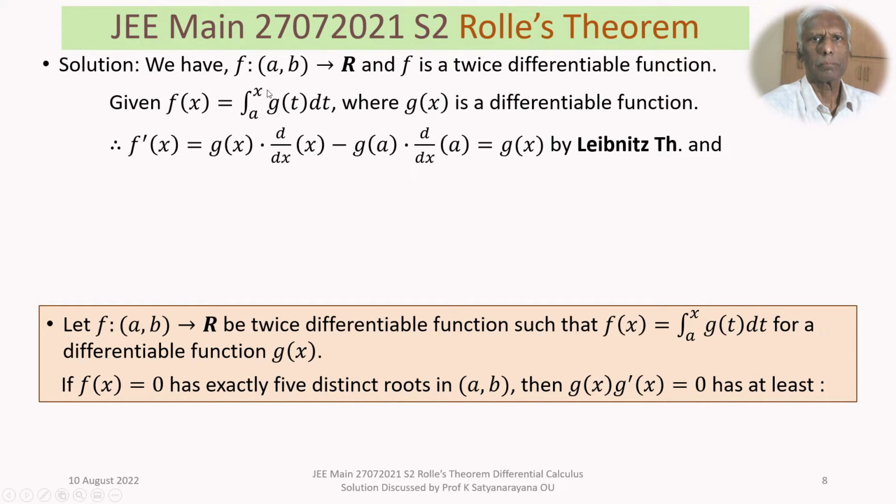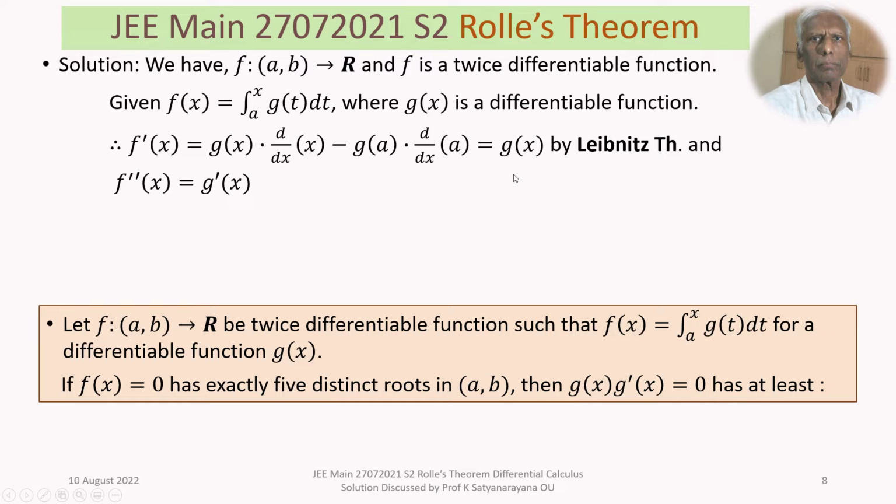So psi of x is x, phi of x is given to be a constant a. So by Leibniz theorem, g of x multiplied by the derivative of x, minus g of a, the lower limit, multiplied by its derivative, the derivative of the constant is 0, and that is equal to g of x. So using Leibniz theorem, we get f prime x is equal to g of x. You can differentiate once more, and that is f double prime x is equal to g prime x.